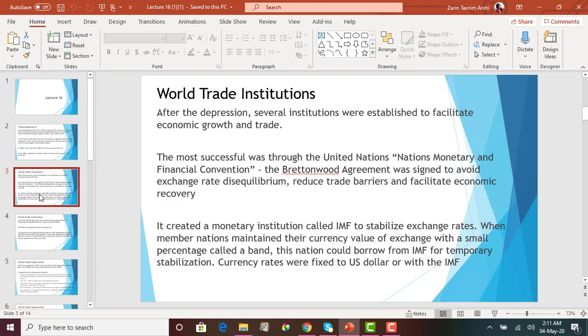Another thing this agreement created is the IMF, the International Monetary Fund institution. I'm sure most of you have heard about this. Basically, they control the exchange rates, and this was done in order to stabilize the exchange rate. When member nations maintain their currency value of exchange within a small percentage called a band, the nation could borrow from the IMF for temporary stabilization. So the countries, if they maintain certain requirements and meet certain conditions, could borrow money from the IMF for temporary stabilization. Currency rates were fixed to the US dollar or to the IMF.